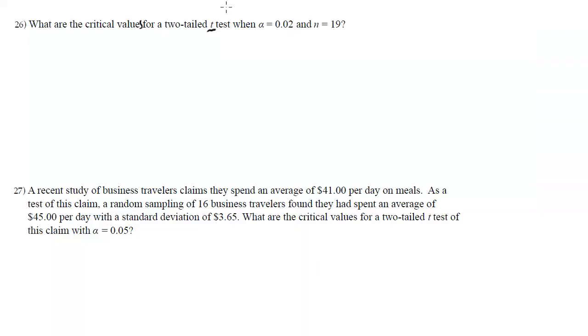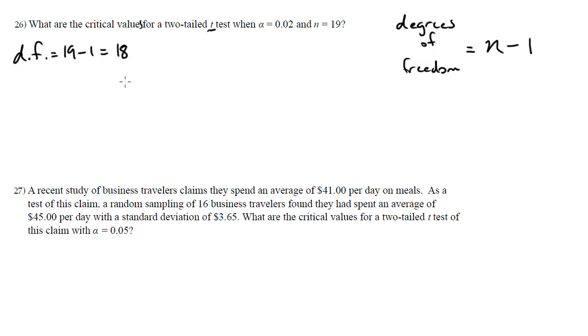So here's what df is. df stands for degrees of freedom, and you use that when you're finding a t-test. I explained in the lectures what they are, I believe. But degrees of freedom is just n minus 1. So in this case, the df is going to be 19 minus 1, which is 18.